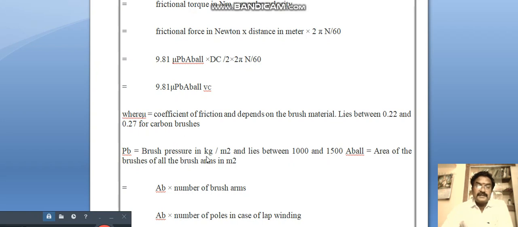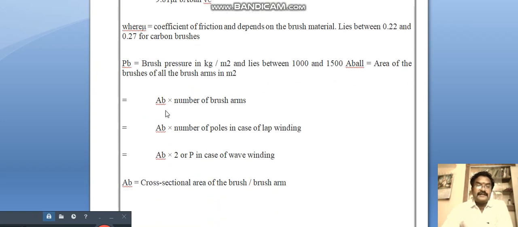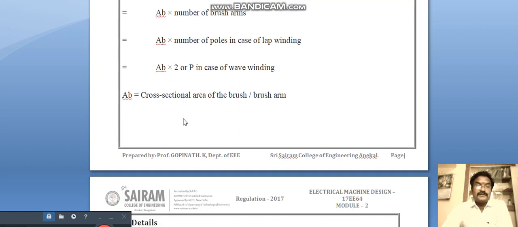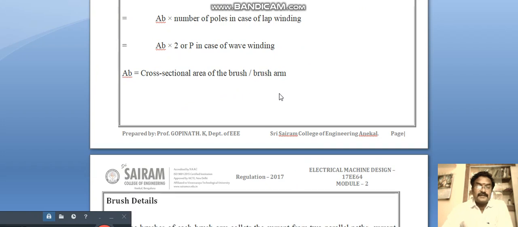P_b is the brush pressure in kg per meter square and lies between 1000 and 1500. Okay, A_b is the area of all the brush arms in meter square. So we can rewrite A_b as the number of brush arms times A_b: number of poles in the case of lap winding, and 2 in the case of wave winding. Okay, so A_b is equal to the cross sectional area of the brush per arm.